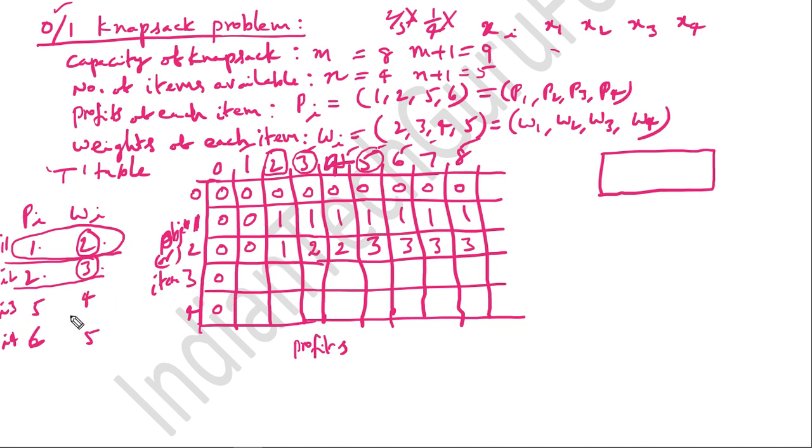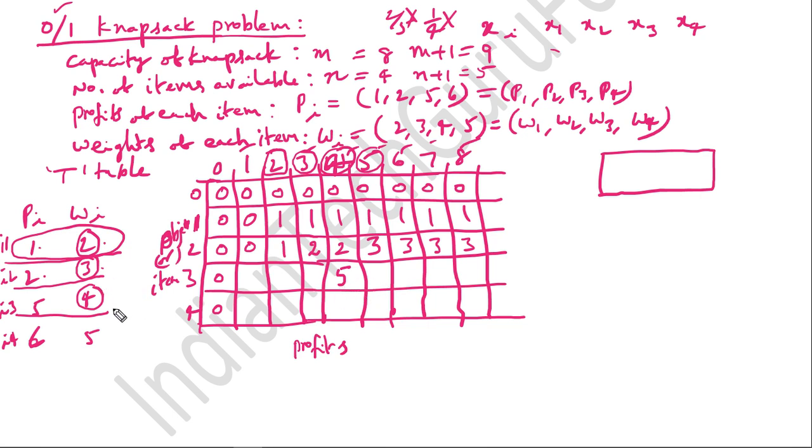Next, coming to the third item or third object. The third object we need to consider individually as well as in groups. So first let us consider individually. The weight of the third object is 4. So we can directly fill this particular third object into a block of size 4. Then the profit will be 5. So fill with the value 5 here.